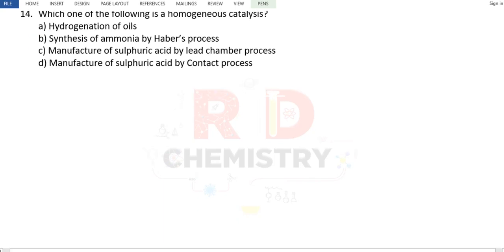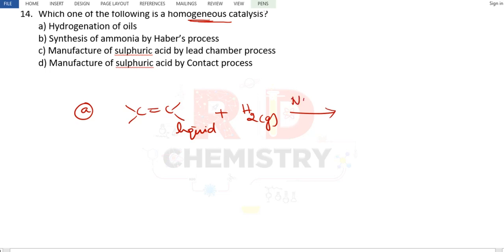Question number 14. Which one of the following is a homogeneous catalysis? What is homogeneous catalysis? Homogeneous catalysis means the reactants and the catalyst should be in the same phase. In case of hydrogenation, the oil contains carbon-carbon double bonds. Oils are liquids, and hydrogen is a gas here. For hydrogenation we generally use a nickel catalyst. Nickel is a solid here, so different phases are there. So it is heterogeneous.